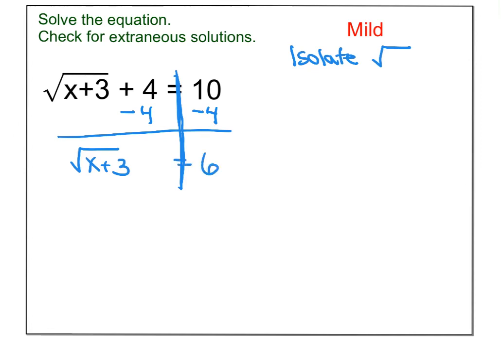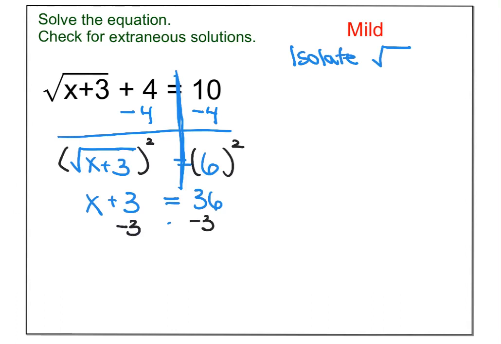Now that I've isolated that root on the left-hand side of the equation, I'm ready to think about how I can get rid of that root. What would you do to both sides of an equation to get rid of a square root? Well, you'd square both sides. So a square root and an exponent of 2 cancel each other out. You're left with an x plus 3. And on the right-hand side, 6 squared is 36. So now it's pretty simple to solve for x. Subtract 3 from both sides, x equals 33.